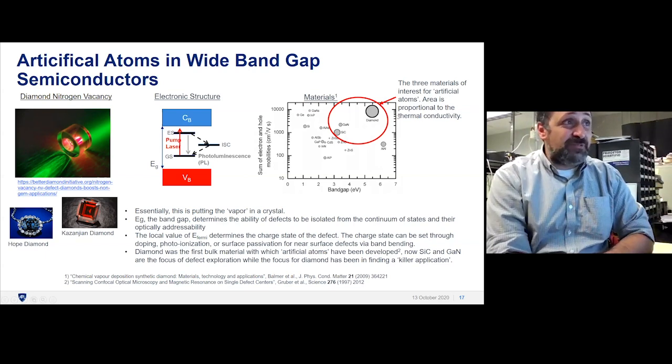Really, there's only 3 materials that you'd be interested in: silicon carbide, gallium nitride, and diamond. And diamond is the best of all of them. And that's why this type of work started out in diamond.